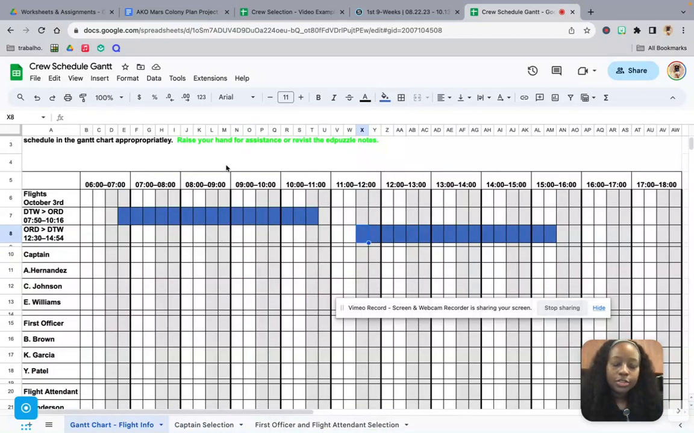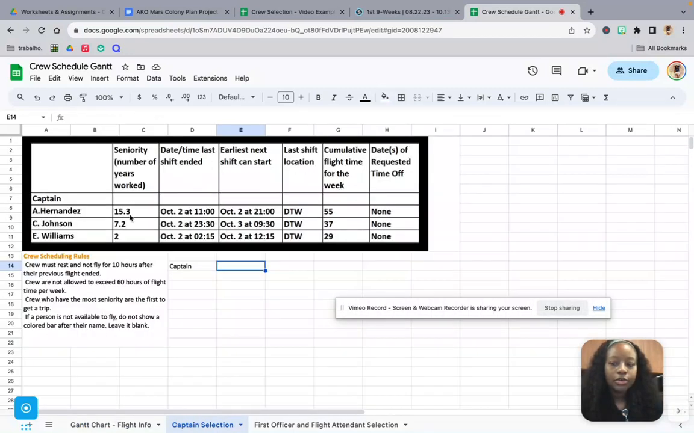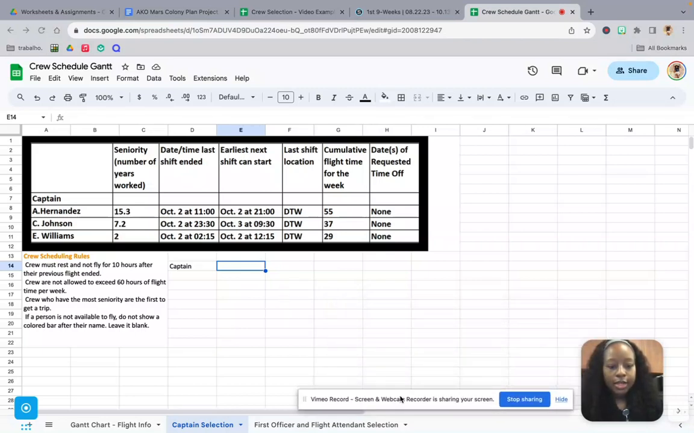I do want y'all to do it, but this is the very last part. So don't try to stress yourself out with this. I want to make sure that you're focused on reading the chart and selecting the correct crew members. All right. So that is all for that. You can work on that. And again, if you need help, rewatch this video or rewatch notes from yesterday for the Gantt chart fill-in stuff.